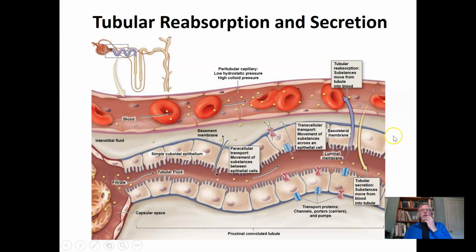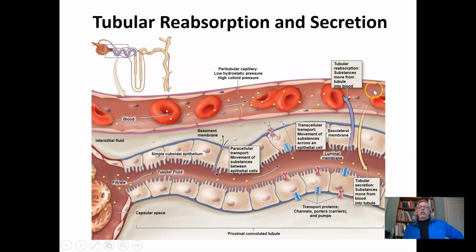And just to remind you what those processes are, so tubular reabsorption is when filtrate enters the tube. It's called tubular fluid. This would be the proximal convoluted tubule. In tubular reabsorption, the body reclaims substances from the tubular fluid. So fluid and materials are moving out of the renal tubule across the wall, and the wall is made up of a simple cuboidal epithelium. And eventually it's going to end up back in the bloodstream. So tubular reabsorption is reclaiming stuff from the kidney tubule back into the body.